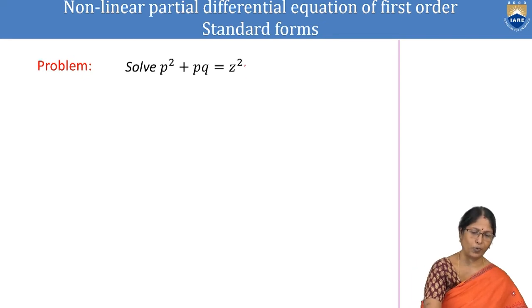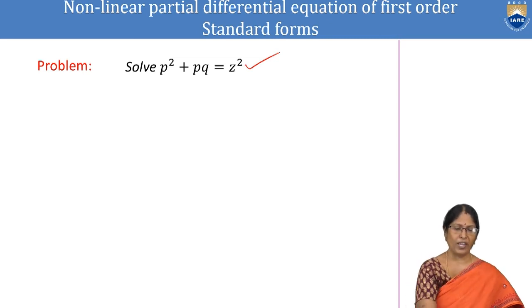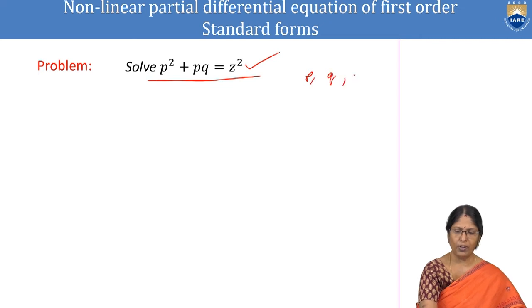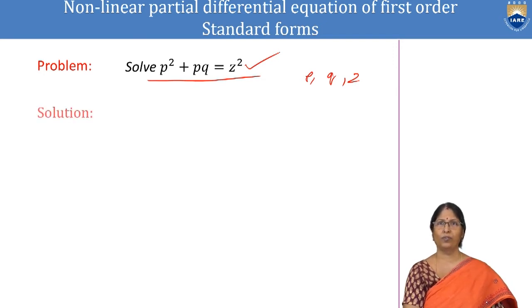Yes, this is the problem. Solve p² + pq = z² completely. If you are noticing, it has p, q, z. Strictly x, y should not be there at all. Then it is standard form 2.